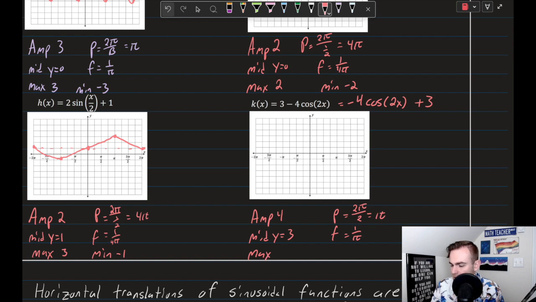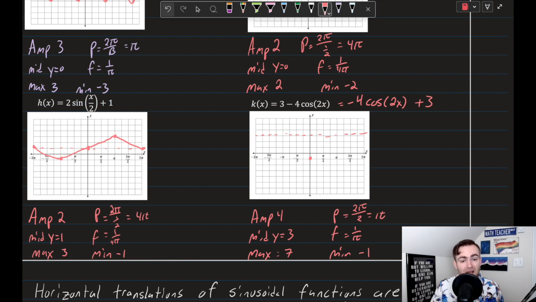The max, well, the middle is 3. The max would be 4 more than that, so the max is 7. The min would be 3 take away 4. That would be -1. So again, I'm going to draw a little dashed line at 3. And then I'm going to think about this cosine function. So this cosine, remember, behaves naturally up, middle, down, middle, up. It's a negative coefficient, so it's going to be reflected: down, middle, up, middle, down. So it's going to be at its minimum here, which is -1.